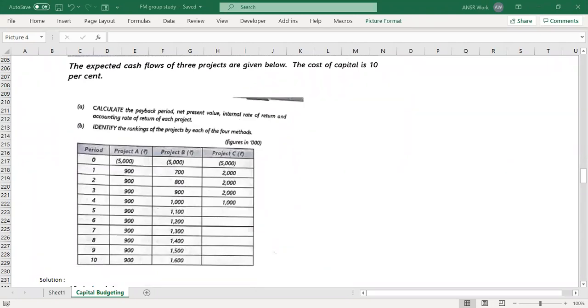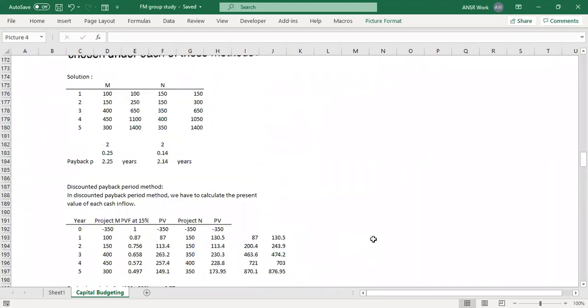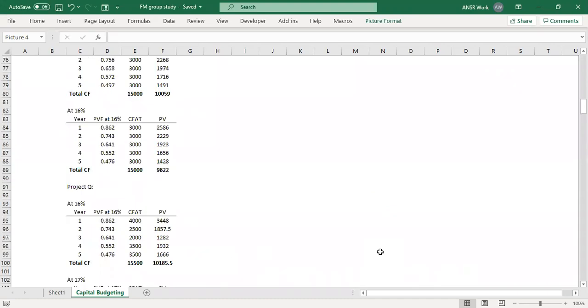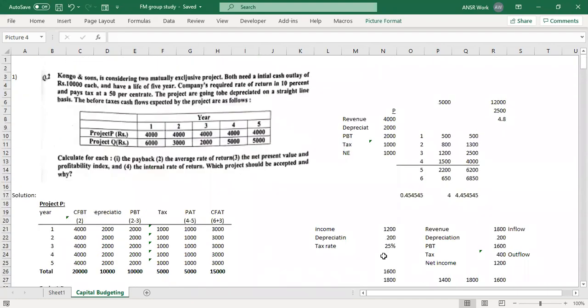Any other doubts? So you have to solve all three: payback period, average rate of return, and net present value. If nobody has any doubts, then we'll wind up.